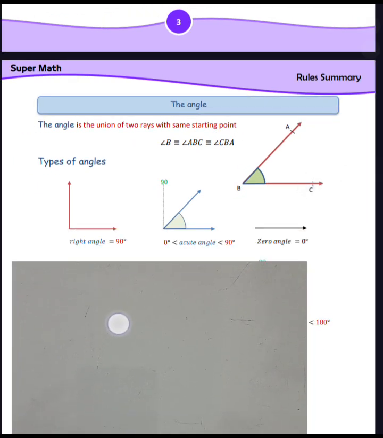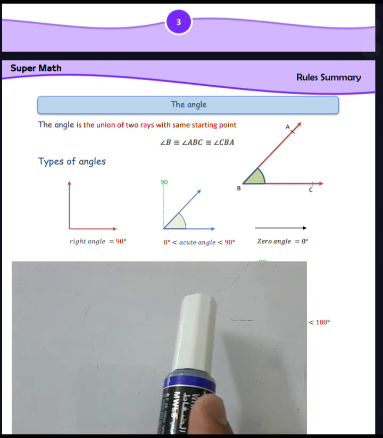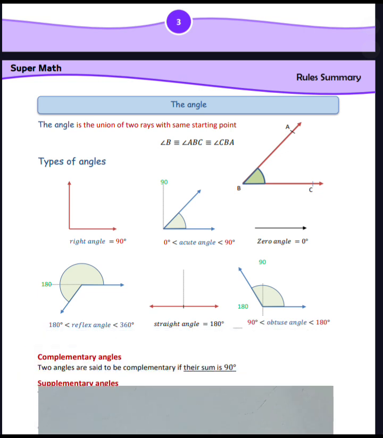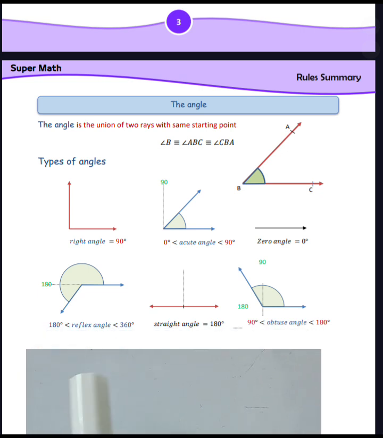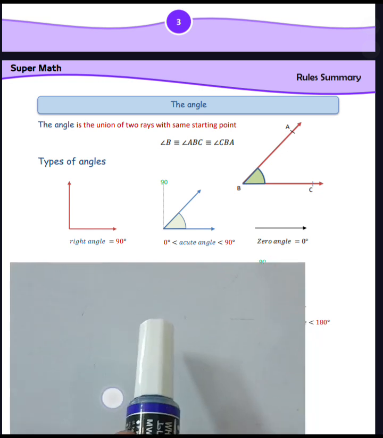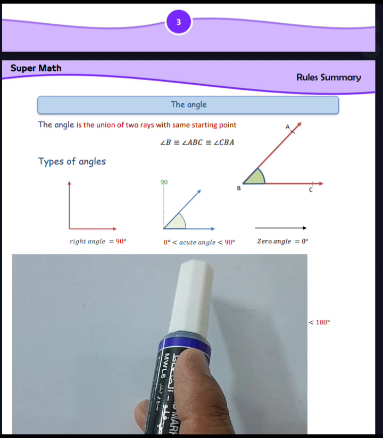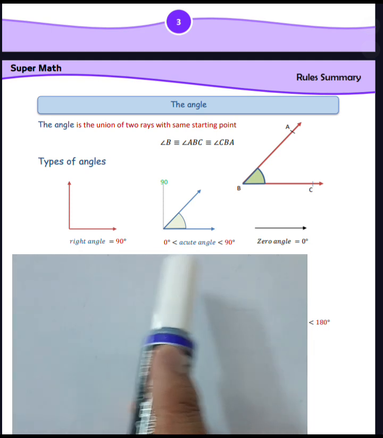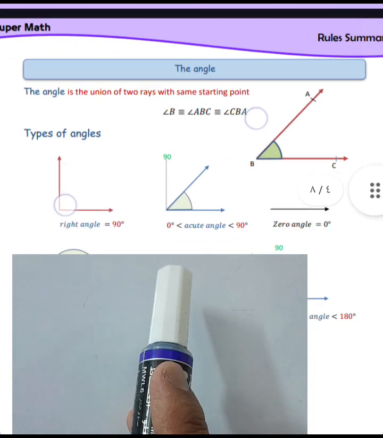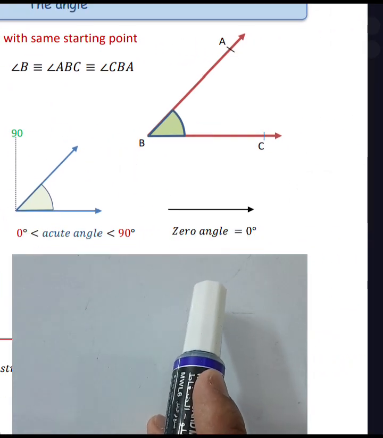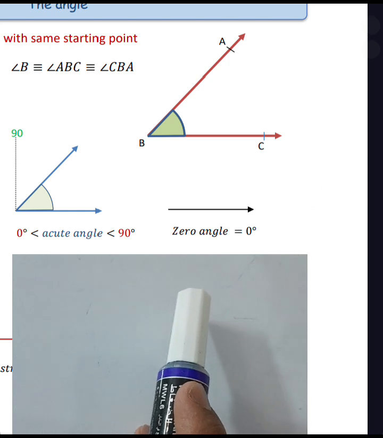Types of angles: right angle, acute angle, zero angle. We also have reflex angle, straight angle, obtuse angle. First, right angle: the measure of a right angle equals 90 degrees. Acute angle: the measure of an acute angle is greater than 0 and less than 90 degrees. And zero angle: the measure of it equals 0 degrees, the two rays are congruent.